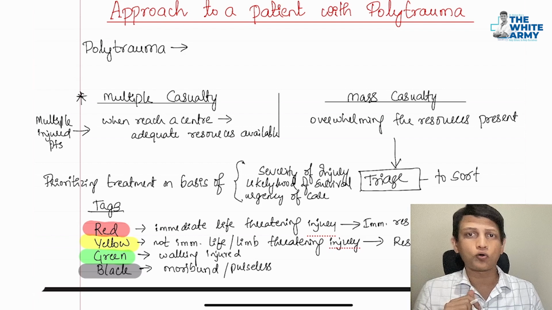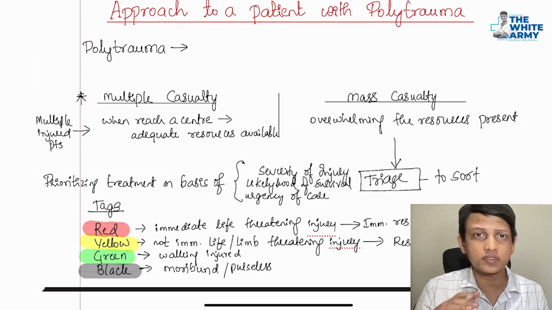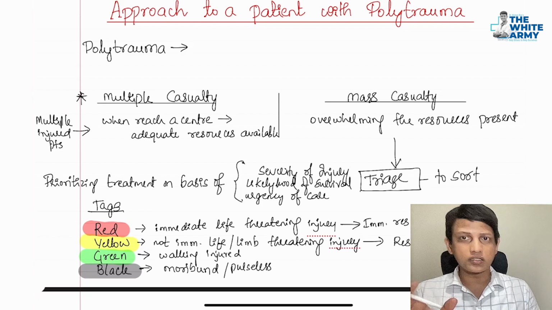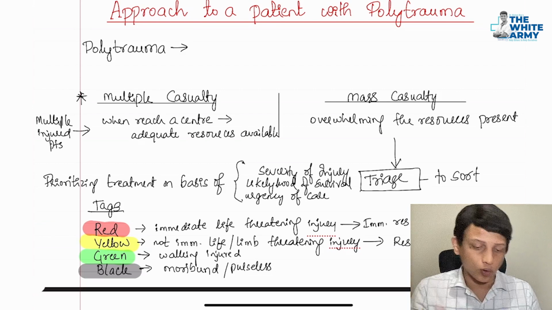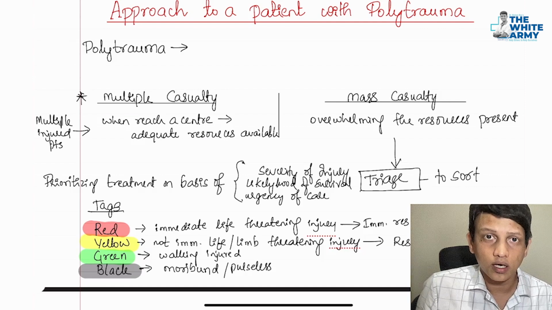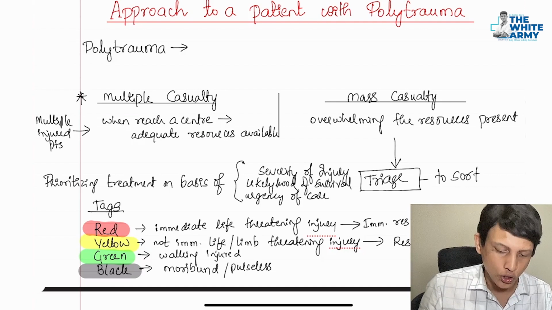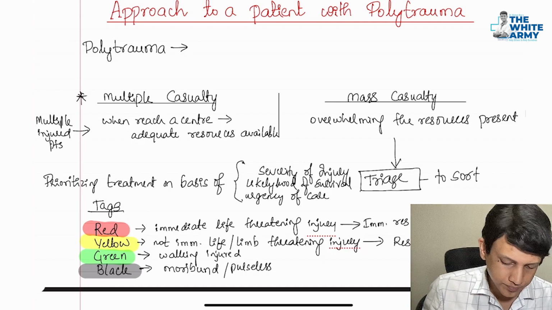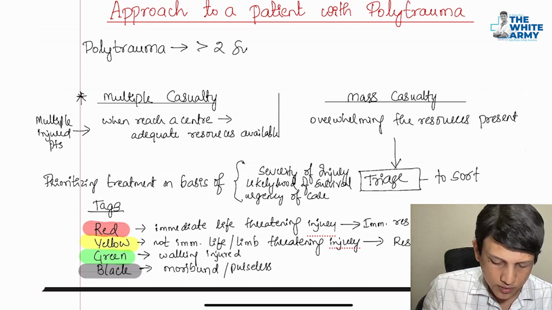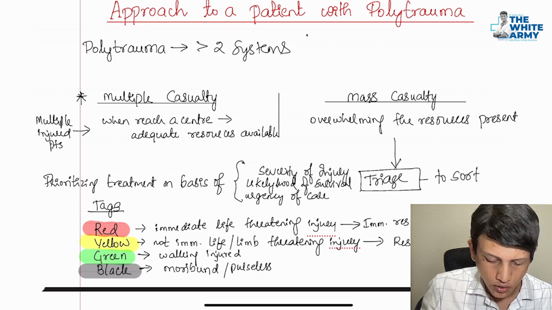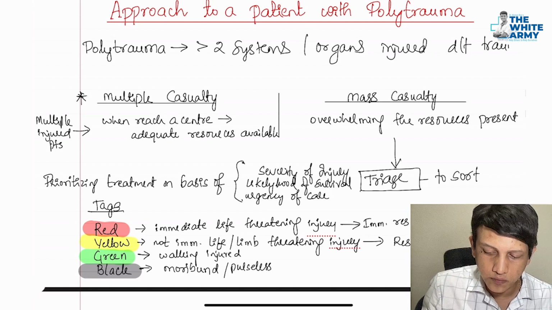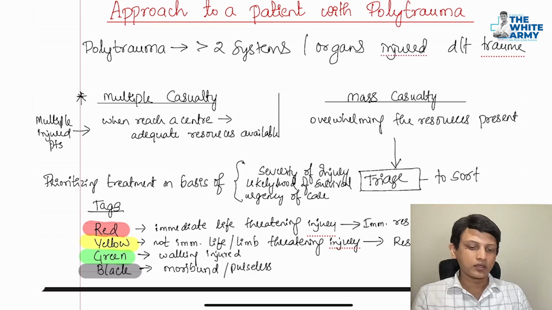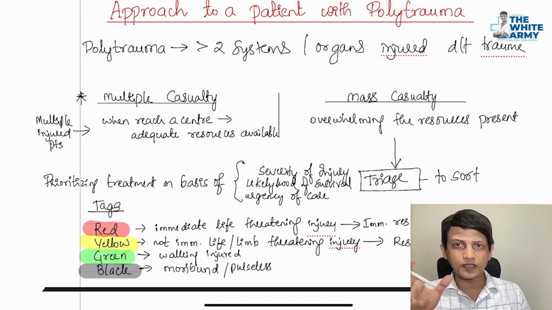So, what is polytrauma? When someone suffers traumatic injuries which affect more than two systems or organs, then it's called polytrauma. Someone traumatically injured, more than two systems or organs injured, called polytrauma.